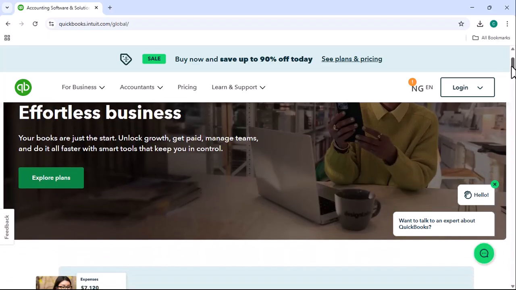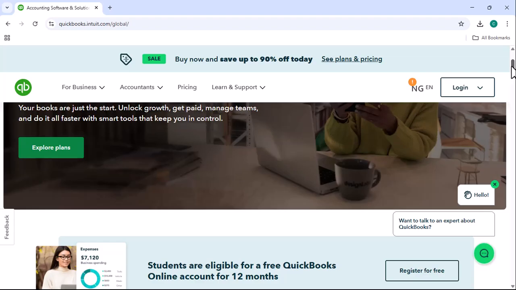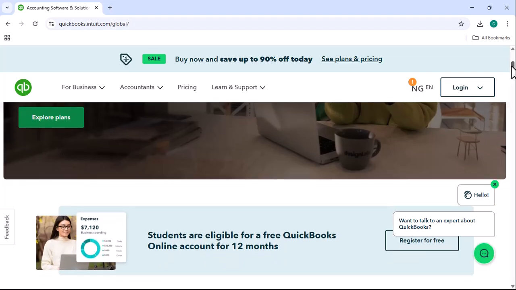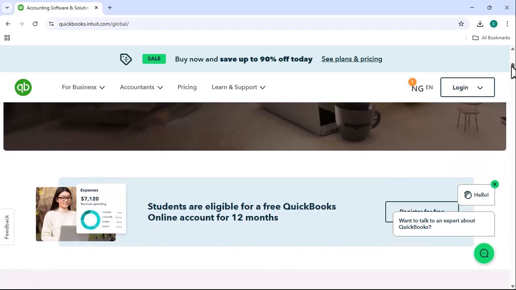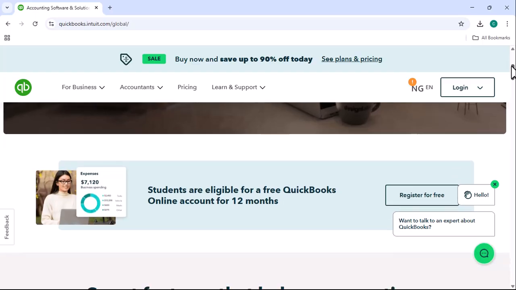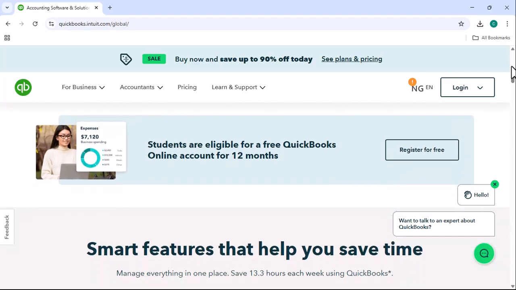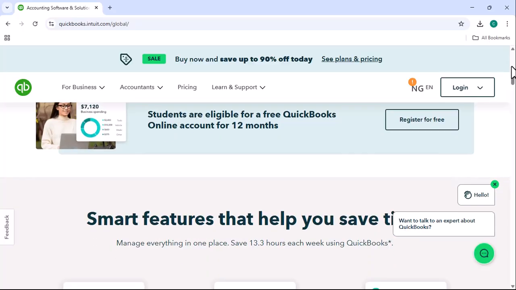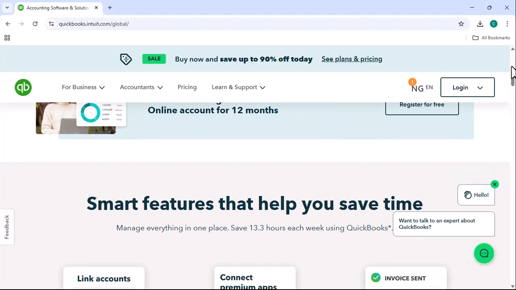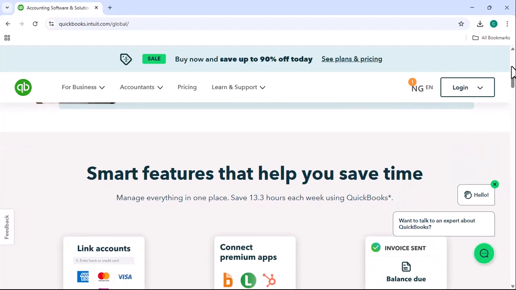As a small business owner who has wrestled with spreadsheets and manual counting, I can tell you that using QuickBooks for inventory management was a game changer for my operations. It's not just an accounting tool. It's a critical part of maintaining that perfect balance between having enough stock and not overinvesting your capital.